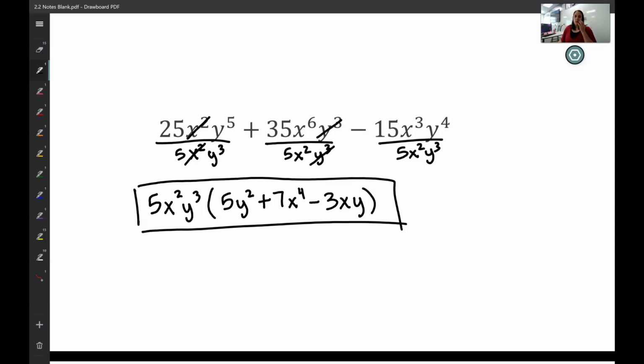In the next video, we're going to start talking about factoring quadratics using a very similar method to what we just did with the GCF.